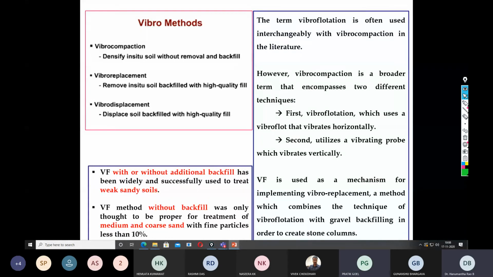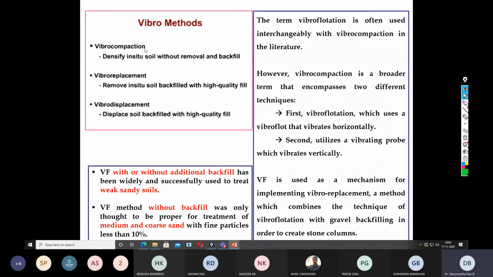Sir, what is the difference between replacement and displacement here? In fact, both are the same. In replacement, we remove the soil and replace it. In displacement, we will not remove. We'll simply push in the lateral direction, and as a result of pushing in the lateral direction, whatever void is created, that void is filled with the backfill material.